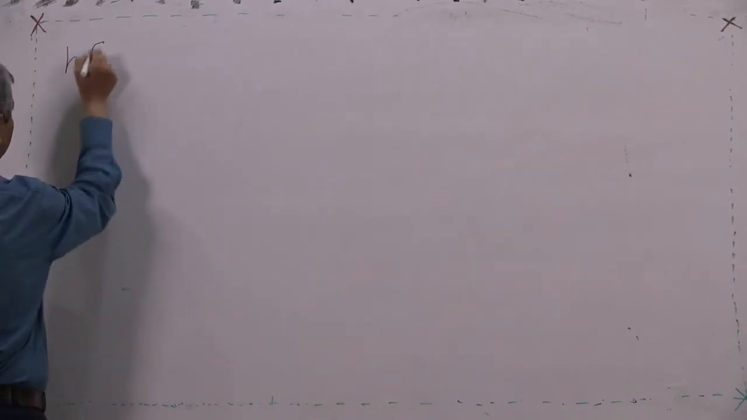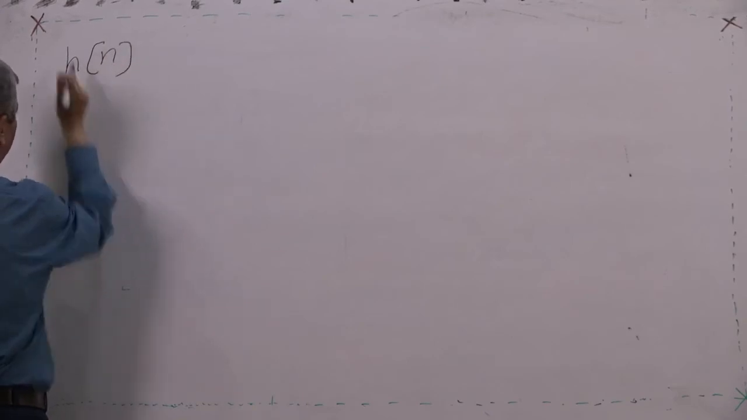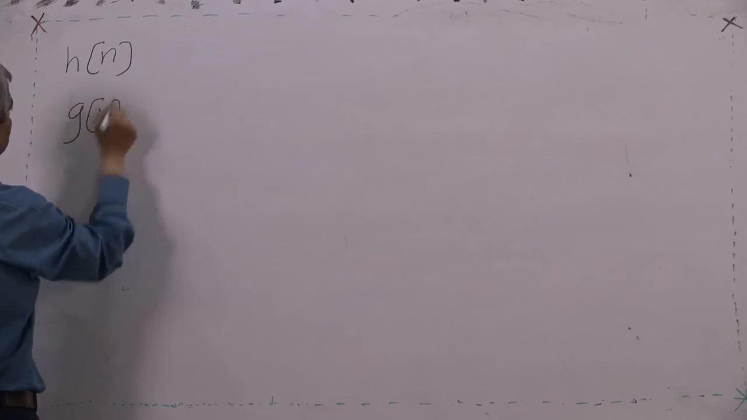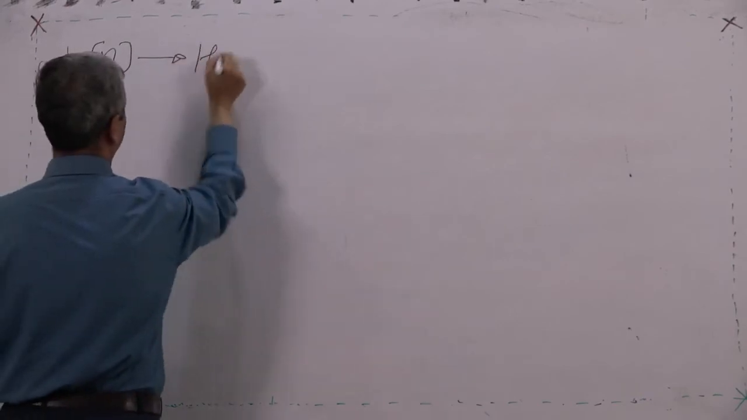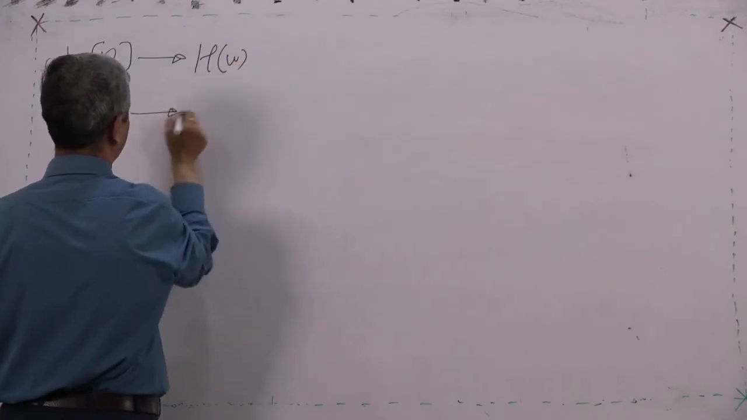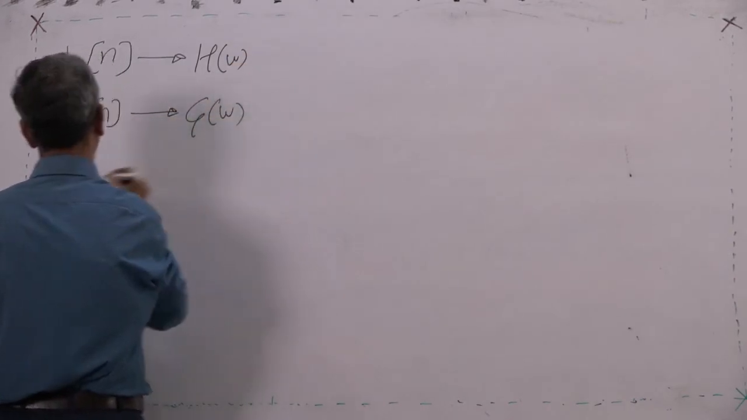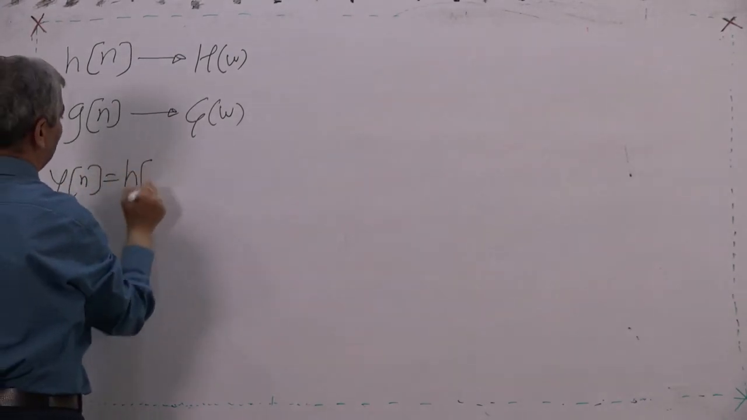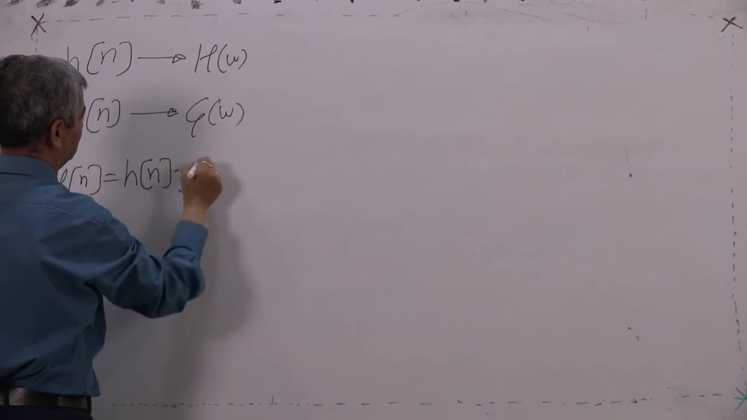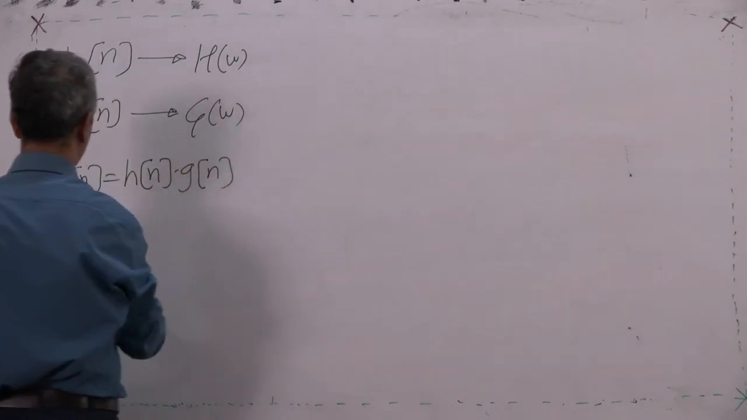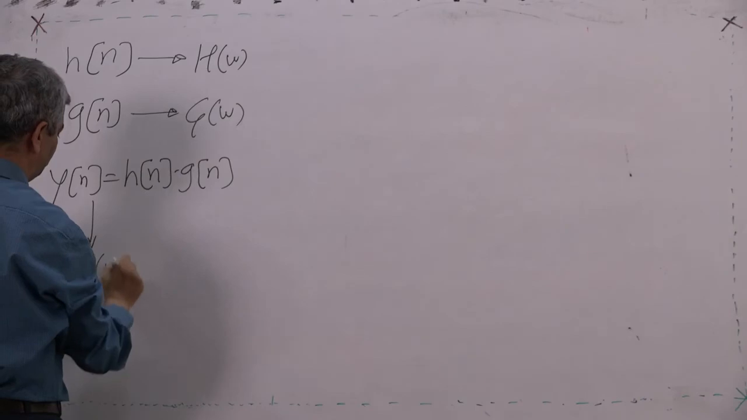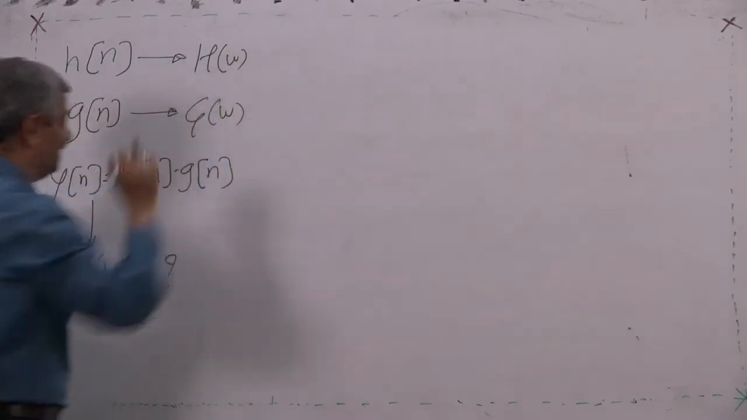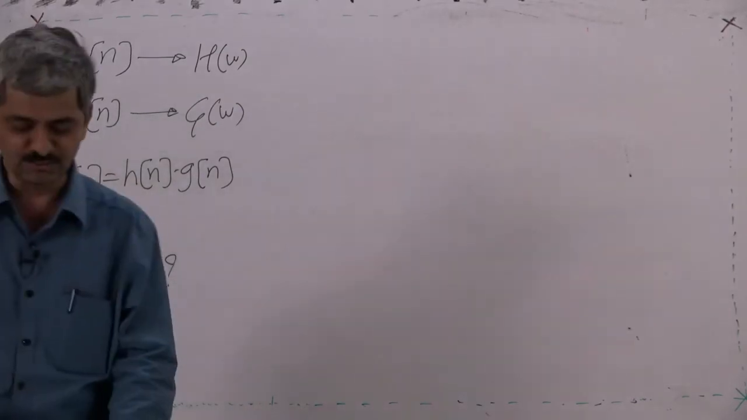So, we have hn, we have gn. hn's DTFT is H(omega), gn's DTFT is G(omega). Then, if we have yn equal to hn gn, sample-to-sample multiplication, what is its DTFT? What is Y(omega) in terms of the relationship between H(omega) and G(omega)? So, how do you proceed for that?